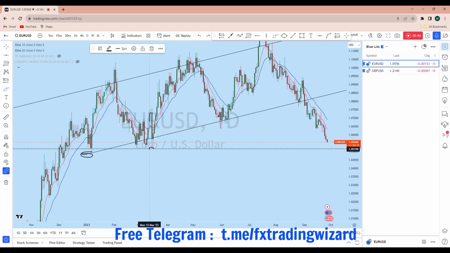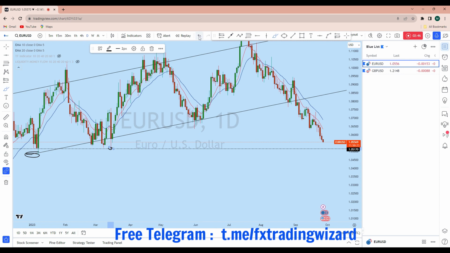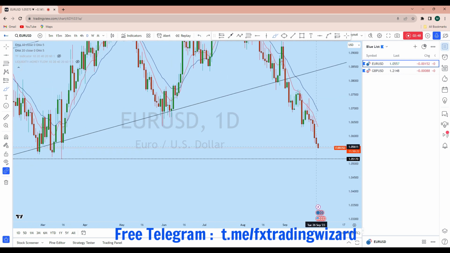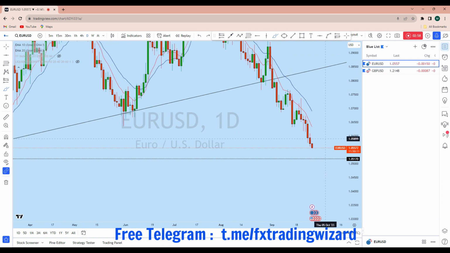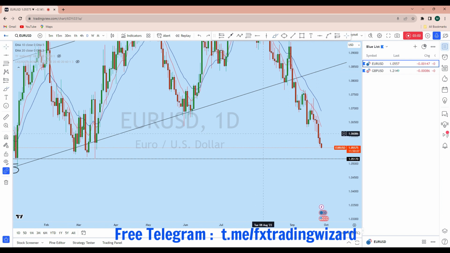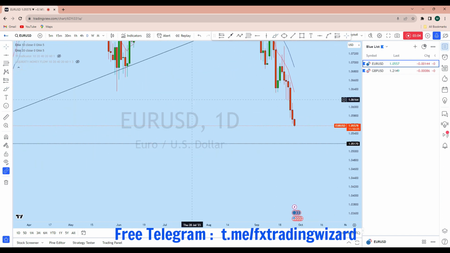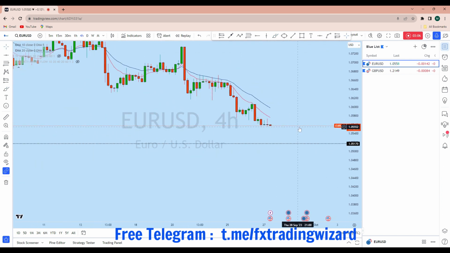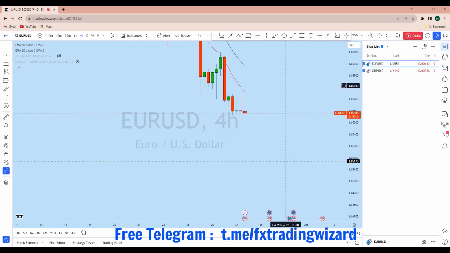This is the long-term support here, and we can expect EUR/USD now to come back down to break the low to create a new lower low before moving to the upside, or even breaking down further. So we can see that monthly, weekly and daily give a very high probability for EUR/USD to drop down to this support level. Now let's see the intraday perspective to see how the market is evolving.